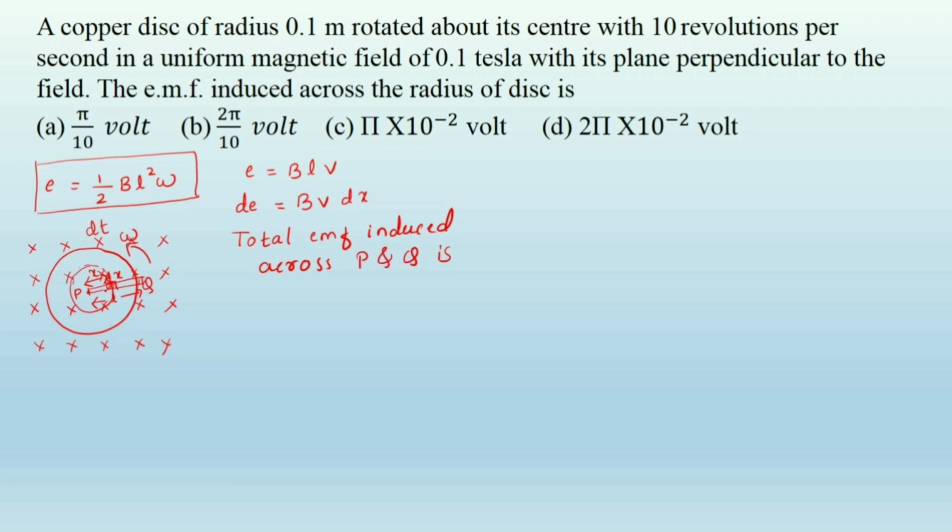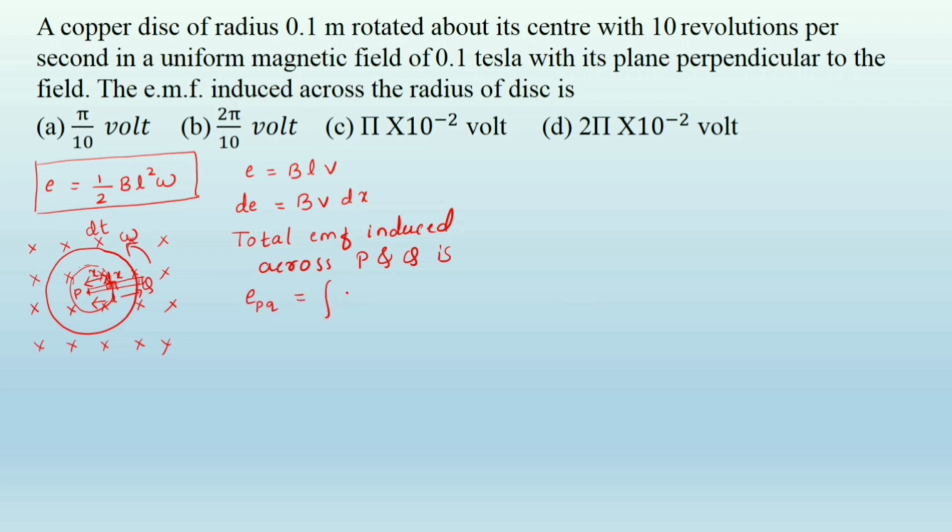So for a small element, we have the value of the small change in the induced EMF. So for the total EMF from P to Q, we have to integrate all the small elements, so we can get the total. Let us integrate that small change in the induced EMF.